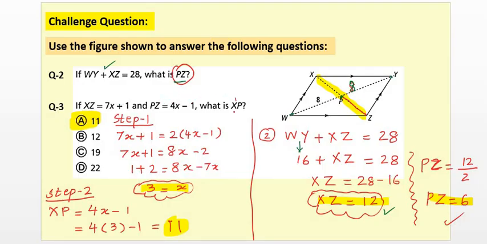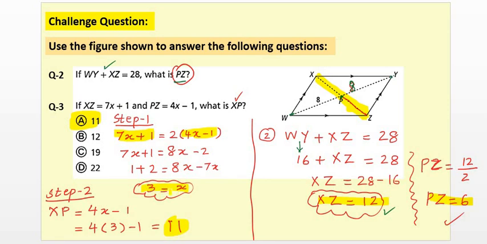In the second question, it says if XZ is 7x plus 1 and PZ is 4x minus 1, what is XP? Now they are connecting this XZ, this whole line XZ with PZ, with this red line, right? So if you multiply this red line with 2, it will become equal to the whole line XZ. So you can say 7x plus 1, this is the whole line, will be equal to 2 times the half, that is given 4x minus 1. If you solve this equation, remove this bracket and then move the like terms, x terms on one side, the constants on the other side, it gives us the value of x, that is 3.